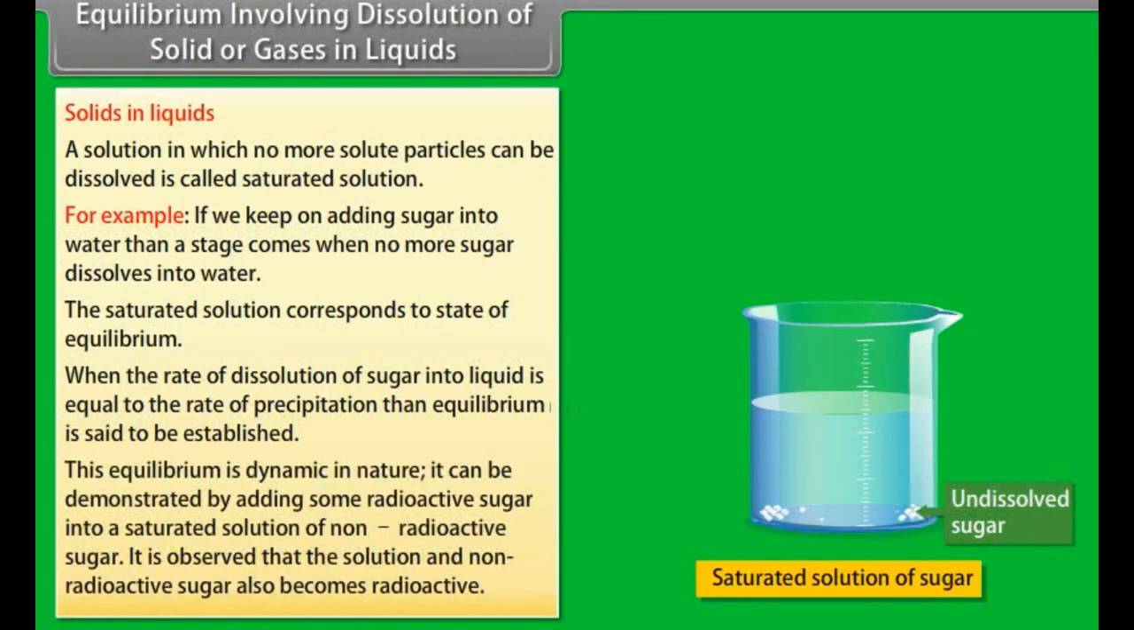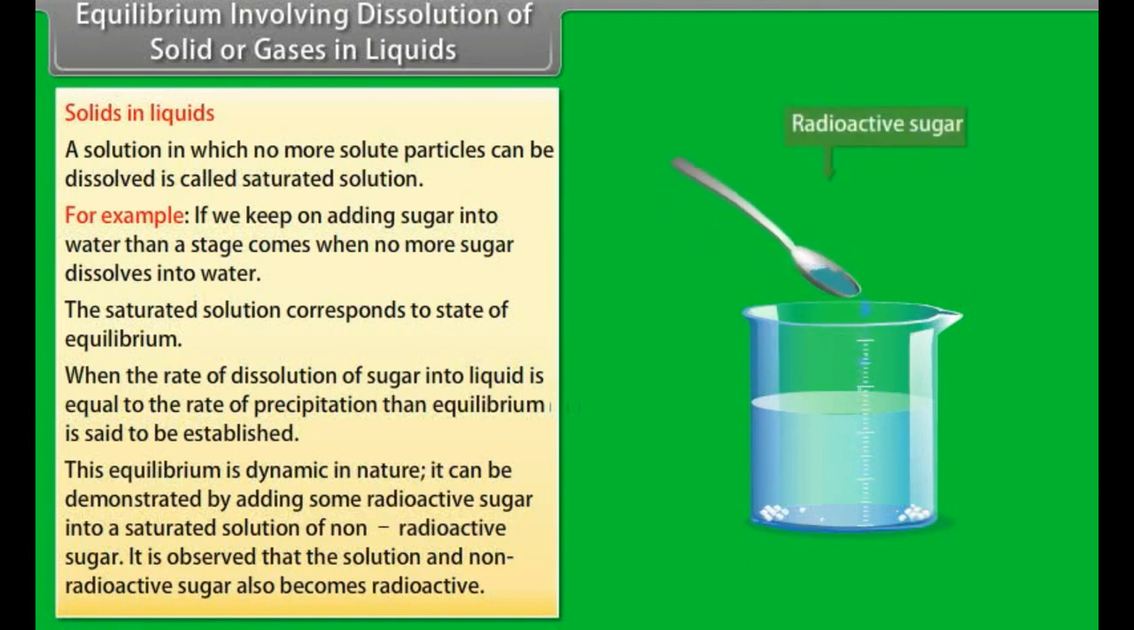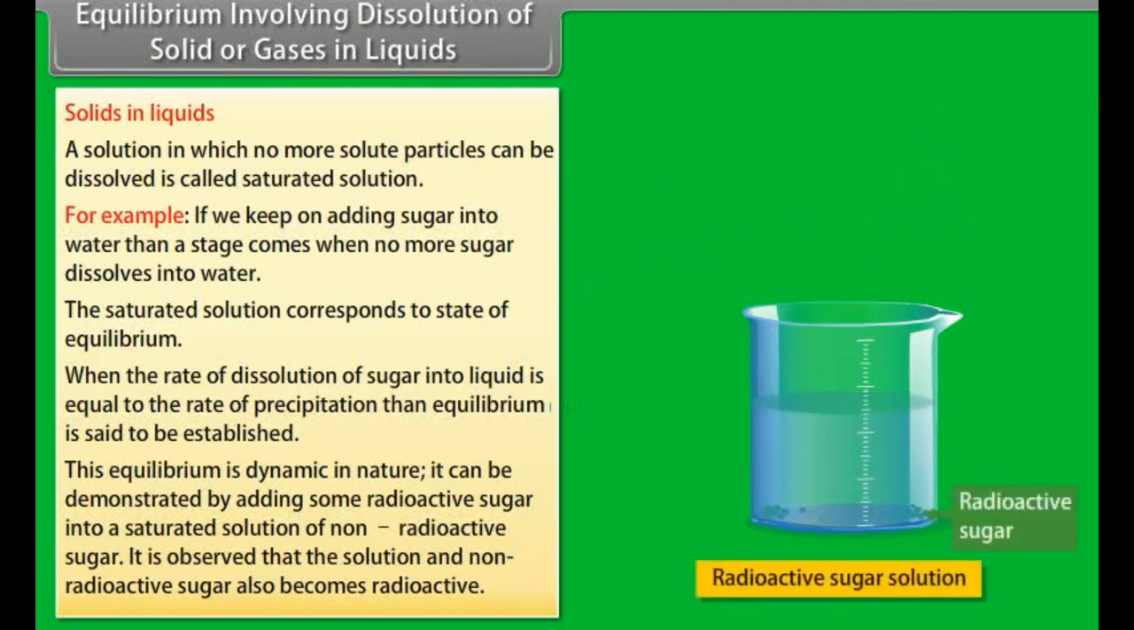This equilibrium is dynamic in nature. It can be demonstrated by adding some radioactive sugar into a saturated solution of non-radioactive sugar. It is observed that the solution and the non-radioactive sugar also become radioactive.